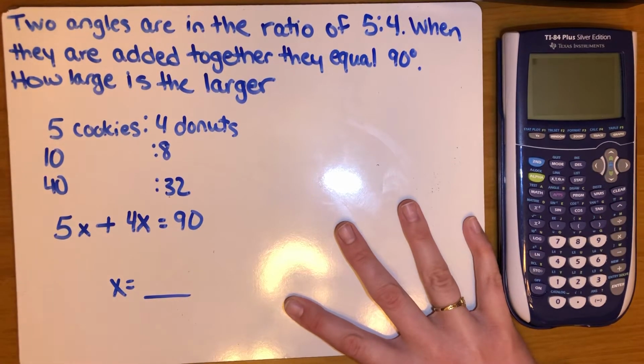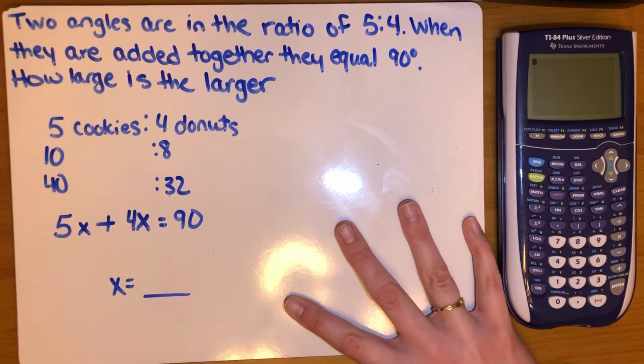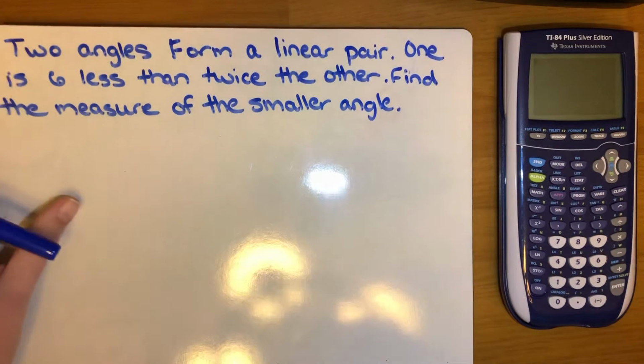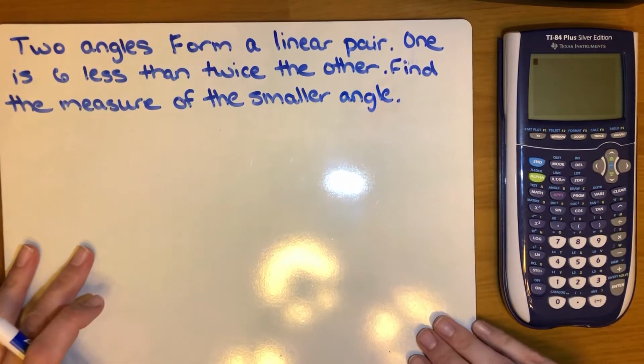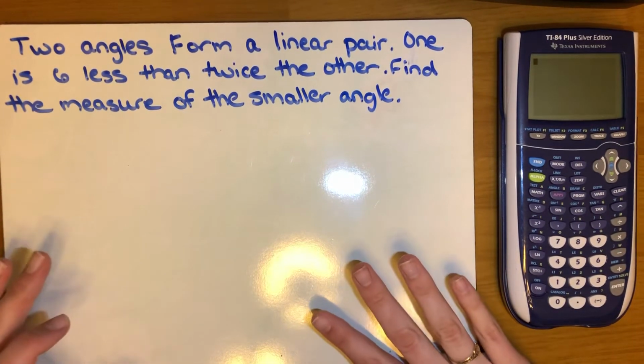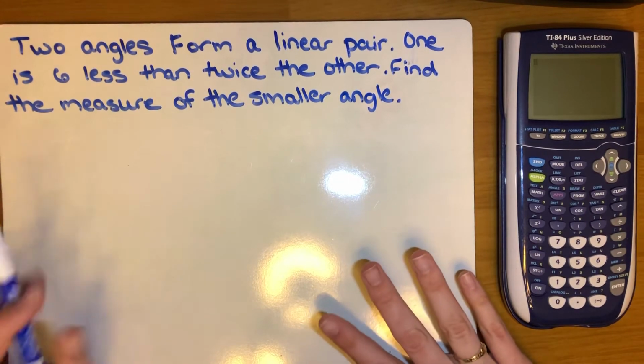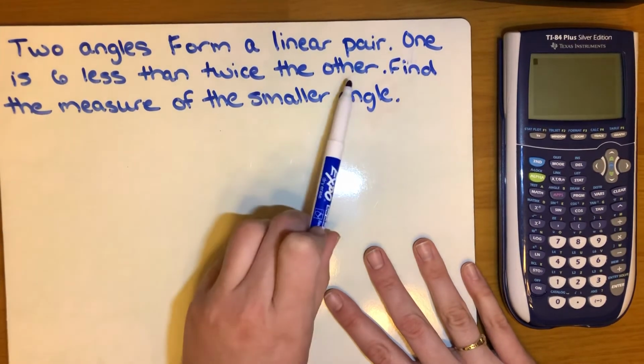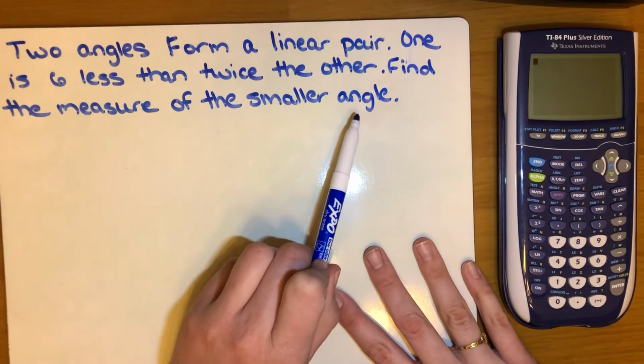All right, the second problem I want to look at is on the top left-hand corner. Okay, and this one says that two angles form a linear pair. One is 6 less than twice the other. Find the measure of the smaller angle.